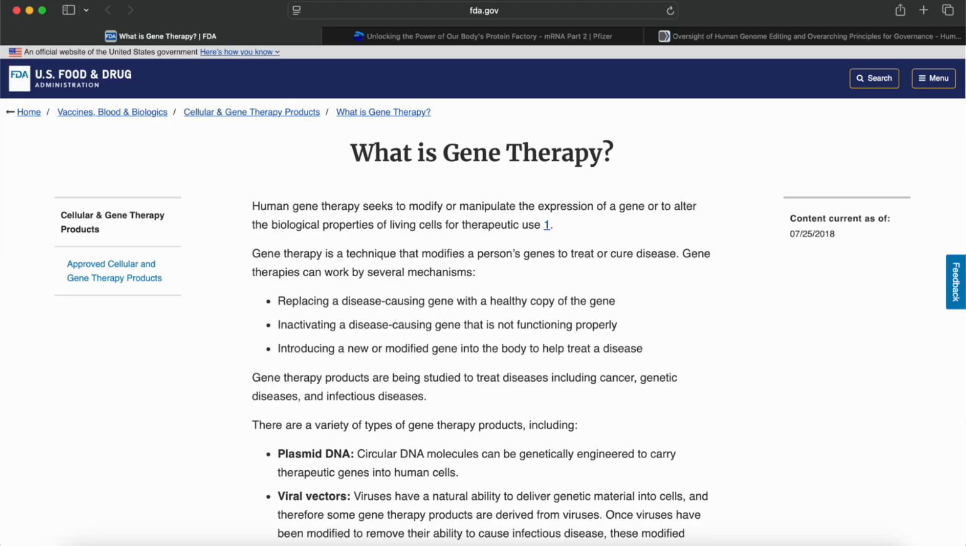Gene therapies can work by several mechanisms: replacing a disease-causing gene with a healthy copy of the gene, inactivating a disease-causing gene that is not functioning properly, or introducing a new or modified gene into the body to help treat a disease. Gene therapy products are being studied to treat diseases, including cancer, genetic diseases, and infectious diseases.